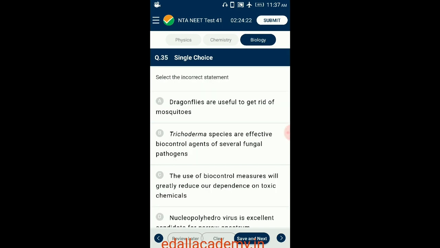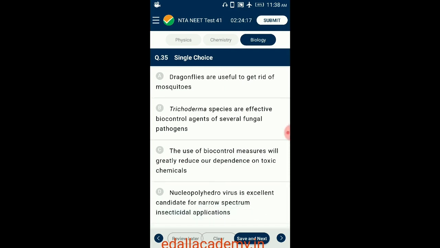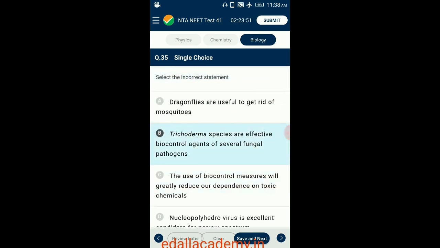Question number 35. Select the incorrect statement. Here 4 statements are given. From that, the incorrect statement is: a biological control being developed for use in the treatment of plant diseases is the fungus Trichoderma. Trichoderma species are free living fungi that are very common in root ecosystems. They are effective biocontrol agents of several plant pathogens. So the incorrect statement is statement B. Trichoderma species are effective biocontrol agents of several fungal pathogens. So the answer for this question is option B.